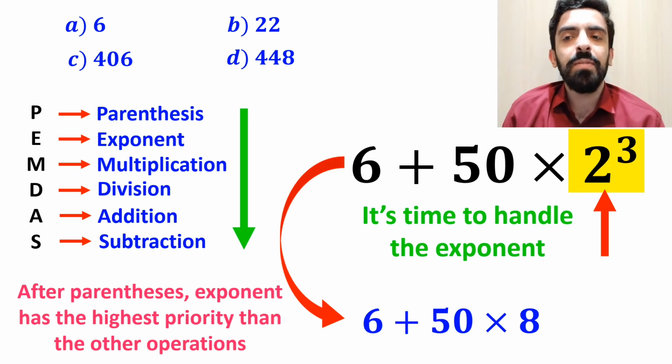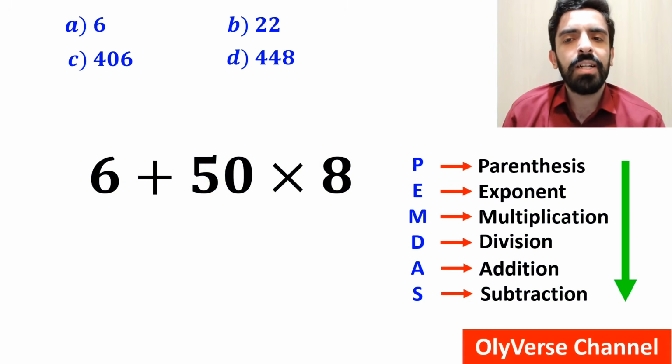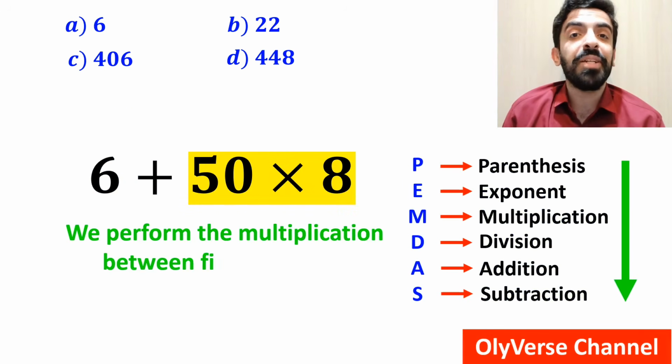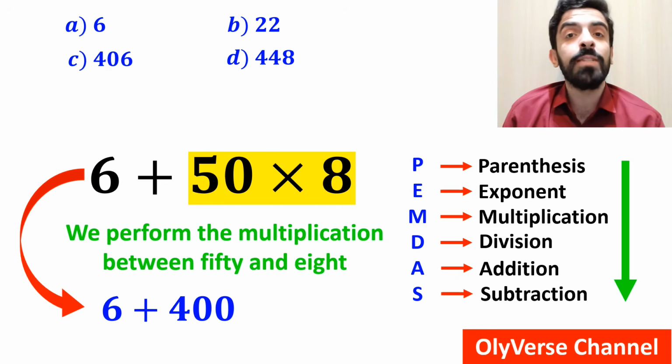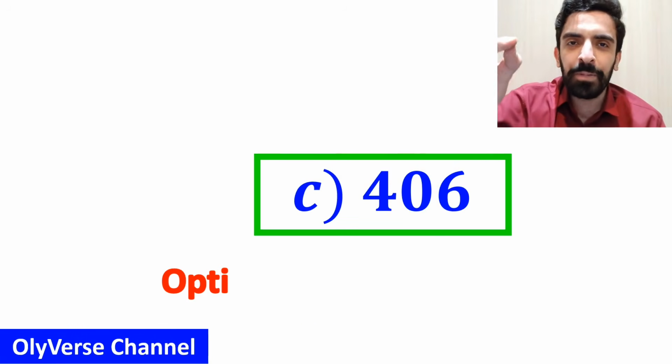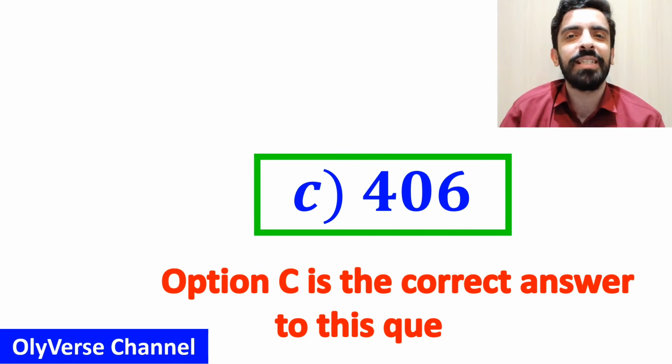So, this expression becomes 6 + 50 × 8. And the final step, we perform the multiplication between 50 and 8 and simplify this expression to 6 + 400, which finally gives us the answer 406. Therefore, option C is the correct answer to this question.